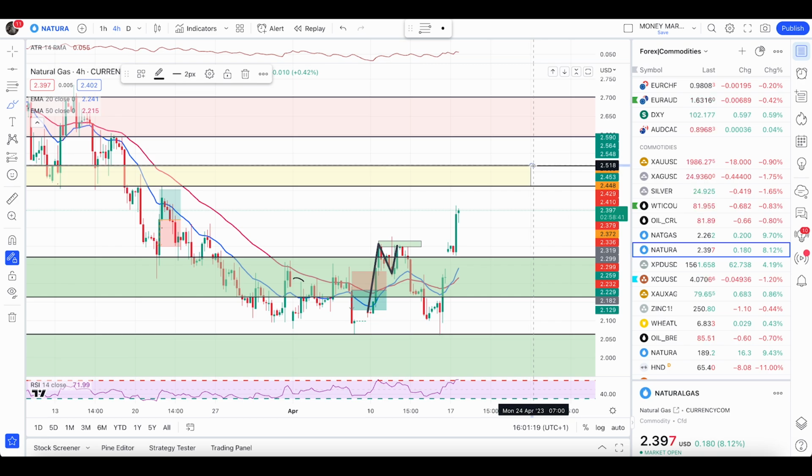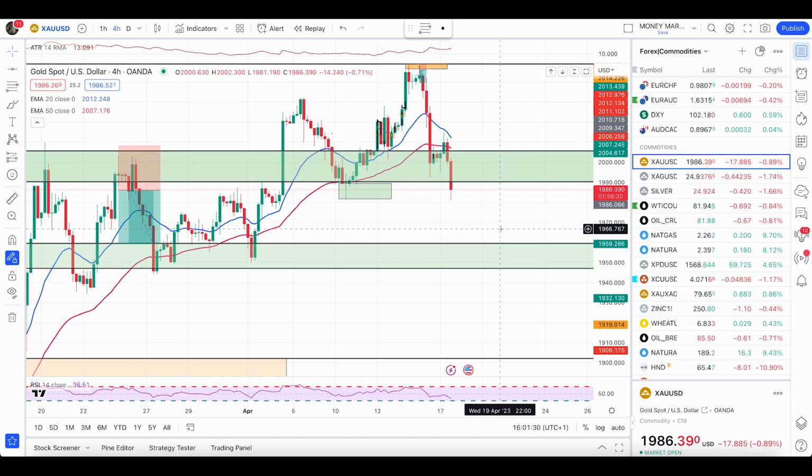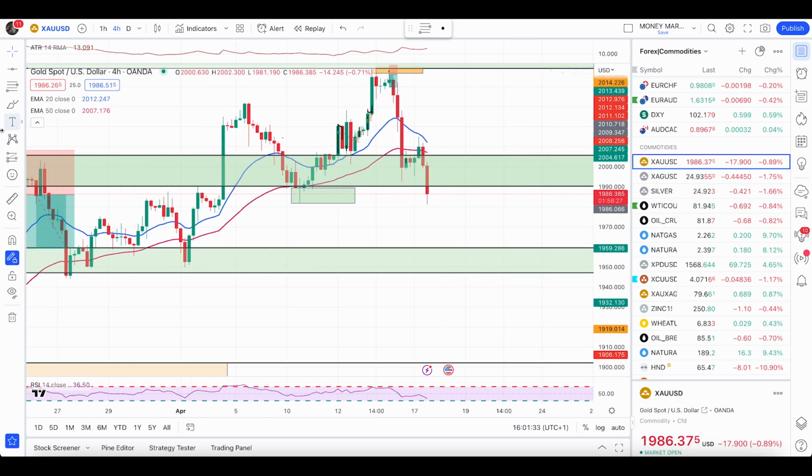So keep these zones on your charts and look for the entries accordingly, like I just explained. Let's check gold. If you are my priority member or if you are learning my full course, you know that we have a valid pullback entry.